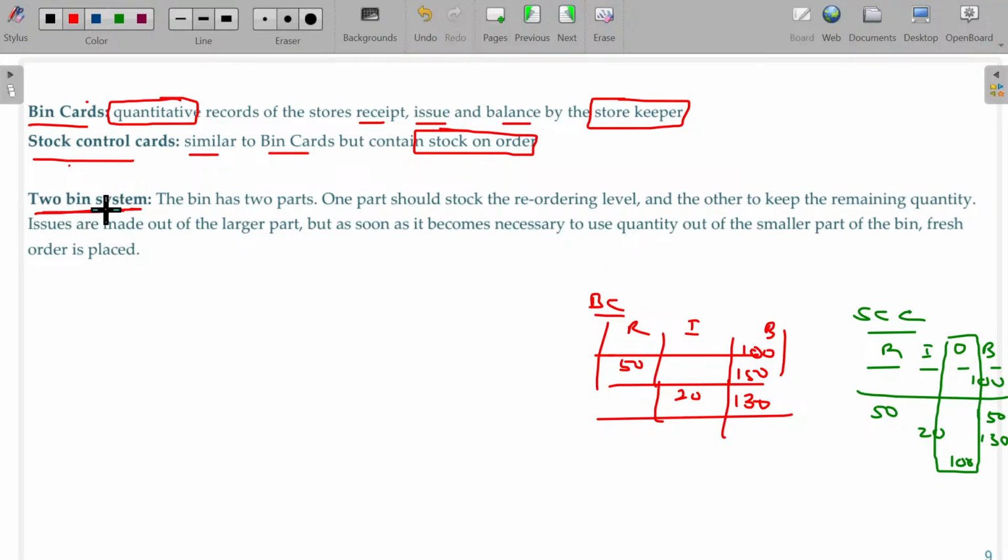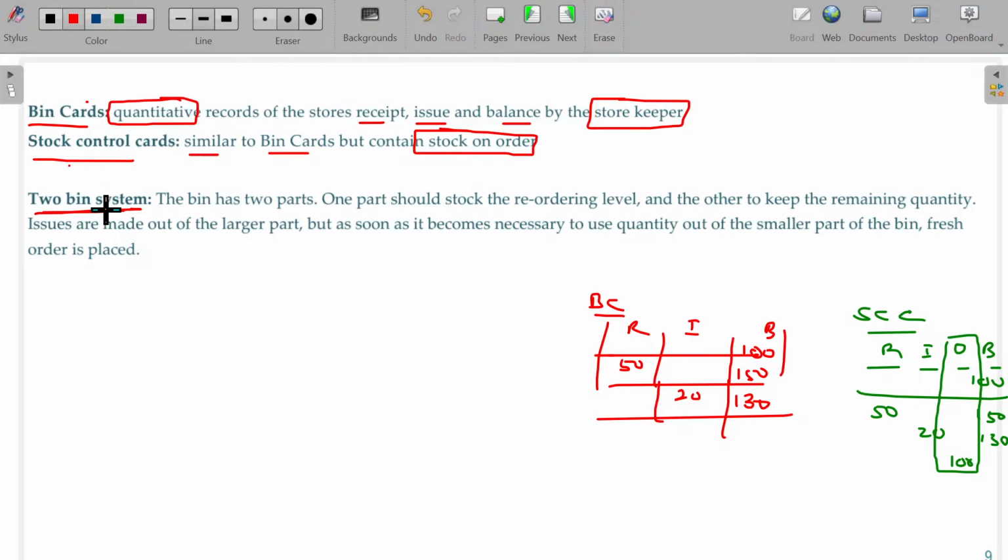Now you have to understand two bin system. Two bin system is nothing but the two cylinders you have in your home for cooking gas. Why do you have two LPG cylinders? To warn you to replace with one more cylinder once the first cylinder gets empty. In bike and car, there's a reserve point. The moment it touches the reserve point, there will be a warning sign. Immediately you have to go for filling petrol, otherwise you will run out of stock.